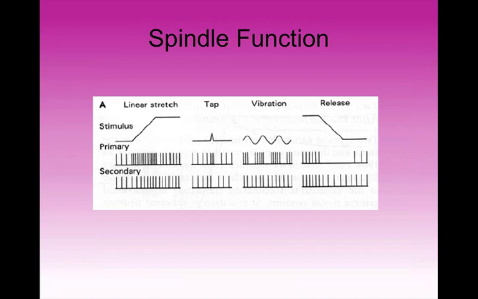In the tap and the vibration piece or the release piece, we see that as the muscle shortens again, there's actually a lack of activity in the 1A afferents, and the secondary spindle afferents decrease their firing to tell the brain that the muscle has shortened again.